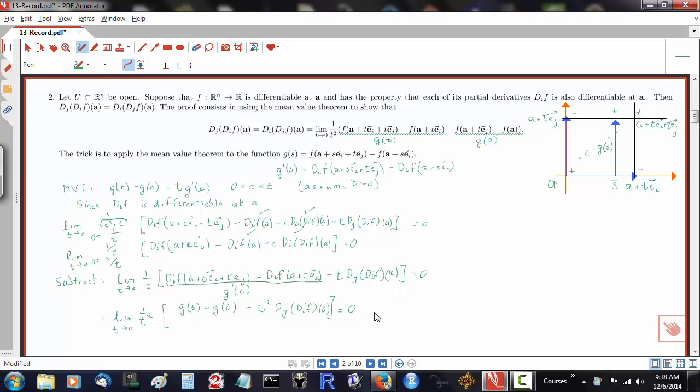And what have I shown? I've shown the limit as t approaches 0 of g of t minus g of 0 over t squared is equal to the partial derivative with respect to the jth variable of the partial derivative with respect to the ith variable evaluated at a. But what is this g of t minus g of 0? It's something that involves i and j in a purely symmetrical way, and therefore, if I interchange the roles of i and j, I've got exactly the same thing. And my result is proved. Nifty, huh?